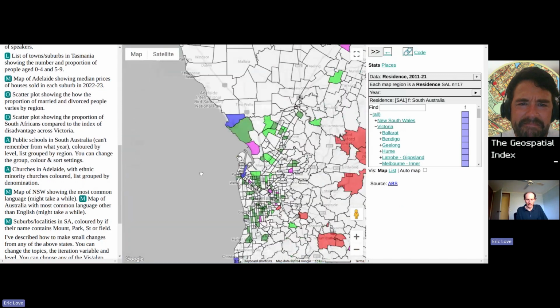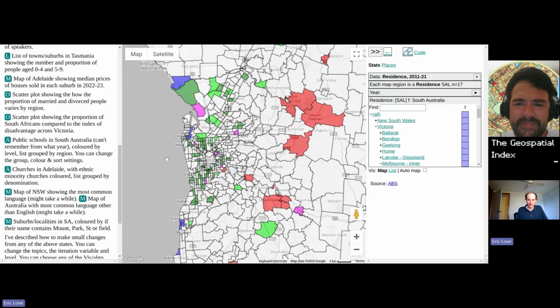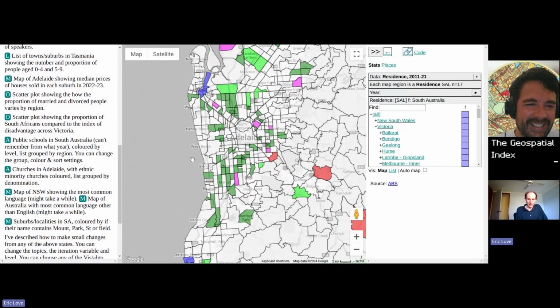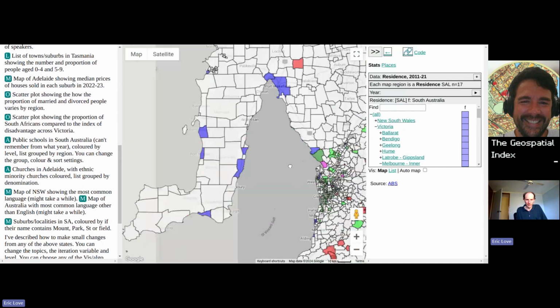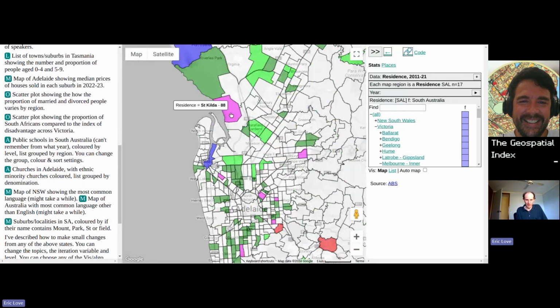Here's one that is a bit more, I suppose, a simple thing, but this is all the suburbs and localities in South Australia. The places that are Mount something are red. About a quarter of the suburbs in Adelaide are called something park. They're all in dark green. The ones with field in their name are light green. The ones with port in their name are blue, so you can see more of them around the coast. And the ones with saint in their name are purple. Fascinating. Love these quirks.